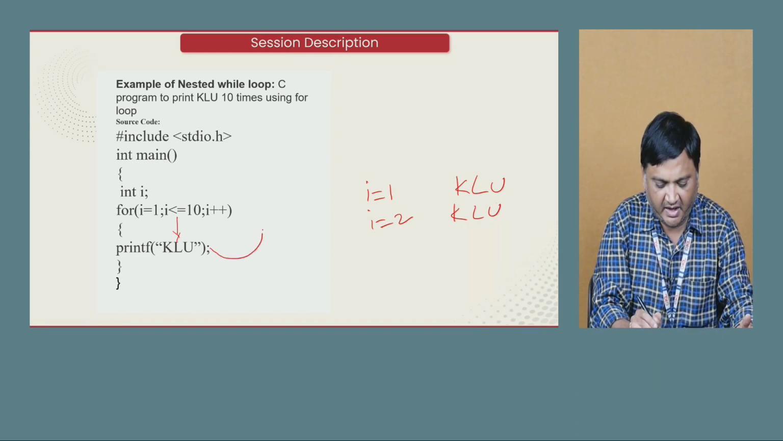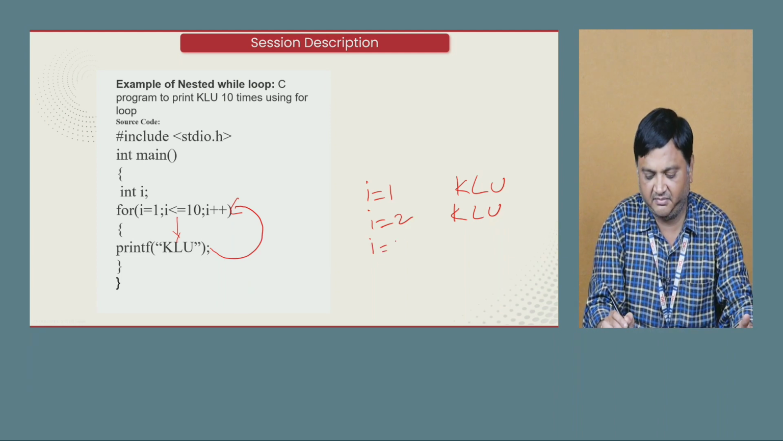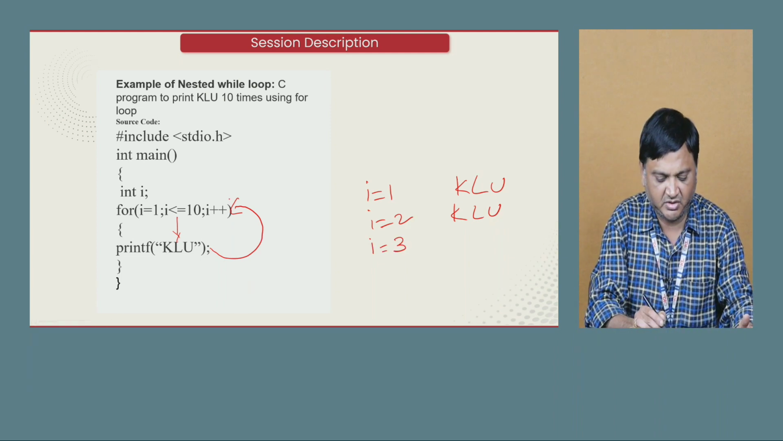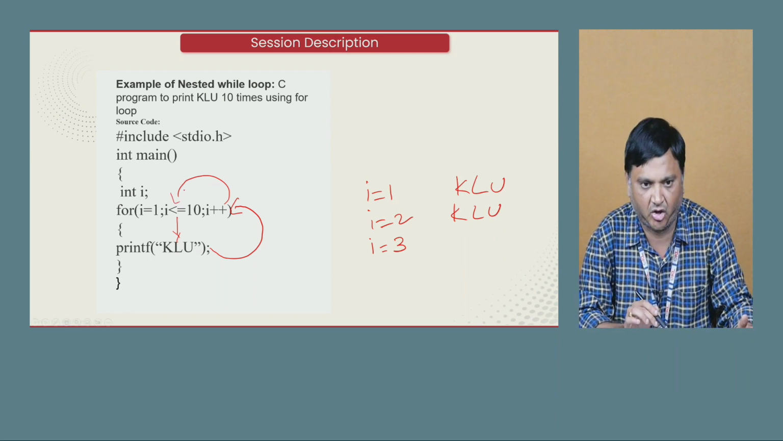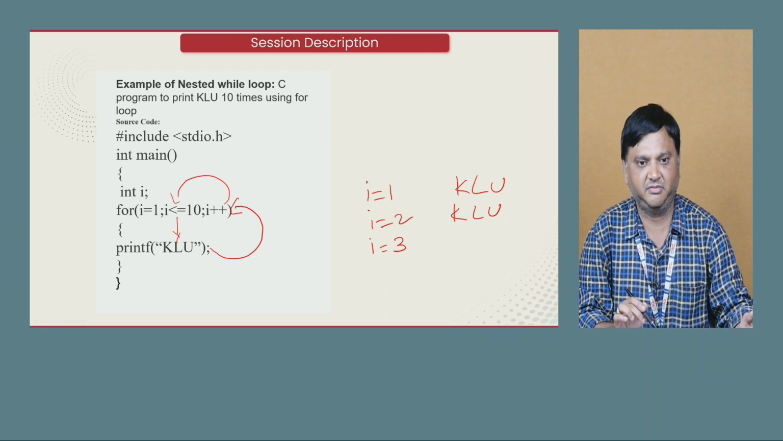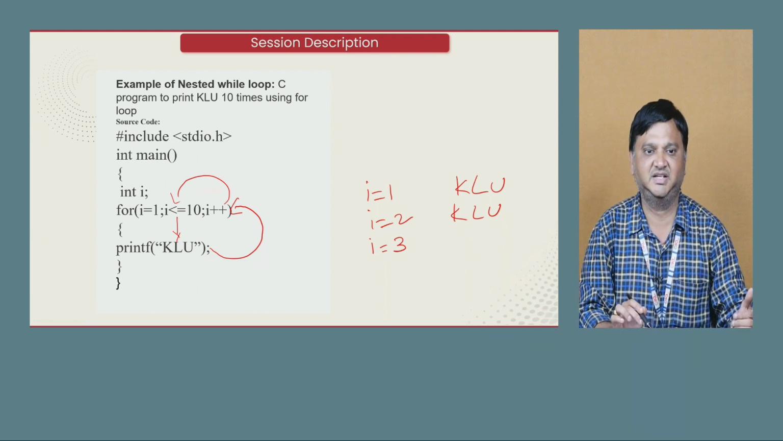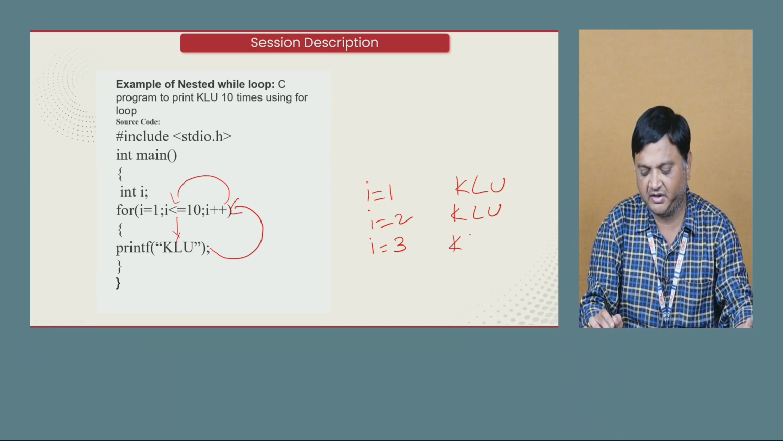So after printing, again it goes to the increment. So now what is the updated value of I, my dear students? I will be 3. So after incrementing the value, again it checks whether the condition is satisfied or not. That's the definition of a loop: repeating the same set of statements a number of times until the condition is satisfied. So again it goes inside and it prints KLU for the third time.